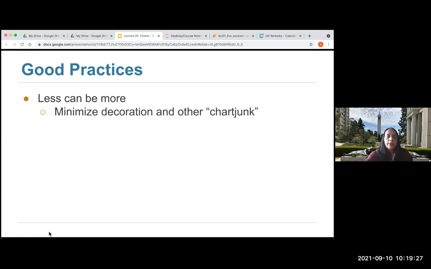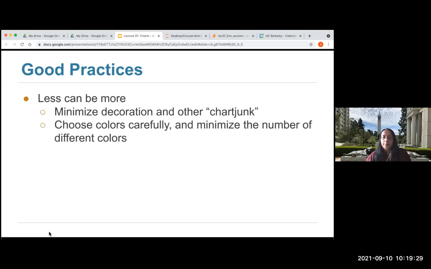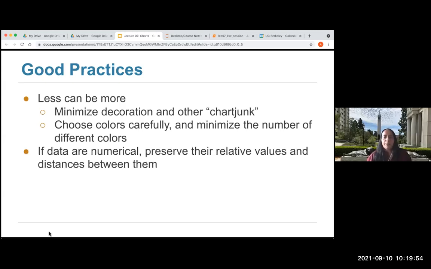So minimize decoration. These days we can use color. It is very tempting to use all kinds of jangly colors, but really try to minimize. Color can be used with great force, but overdoing anything can obfuscate your message. It can hide the message that you're trying to give. Worse, it can give a wrong message. If the data are numerical, please preserve the relative distances between them.